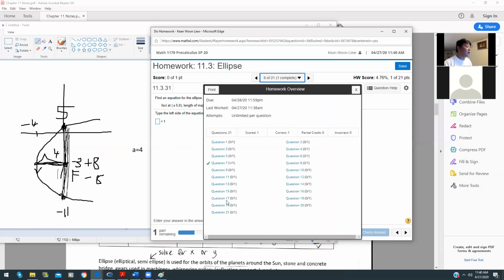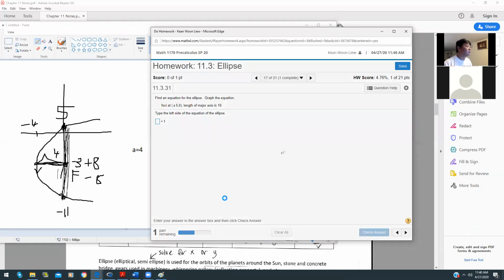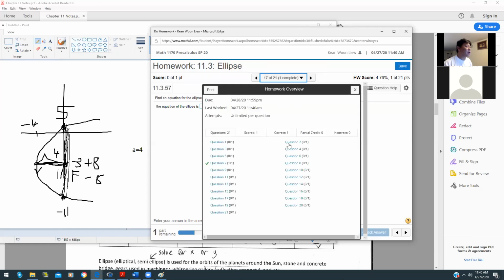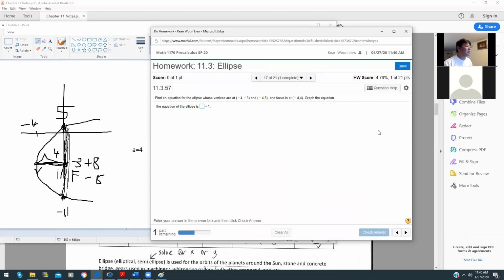Now we do something more difficult. Again, we did find the equation here. So if a question like this doesn't give us a center point, do you guys know how to figure out your center point in this case? If a question did not give us the center, because they give you the vertices and the focus, how do you figure out your center?